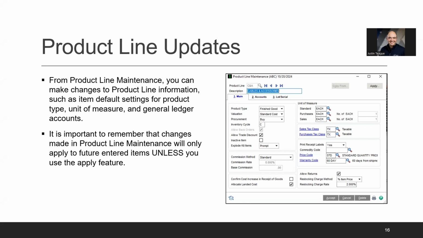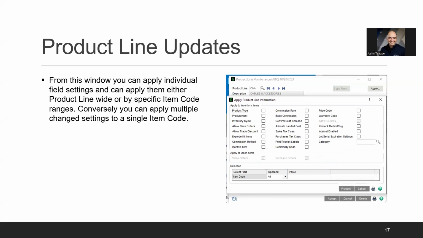Now, if you make changes in product line maintenance, those changes will not automatically be applied to your items. They'll only be applied to items that are created going forward unless you use the apply button pictured in the upper right of the image on this slide. From that window, you can apply individual field settings and can apply them either product line wide, to specific item code ranges, or to a single item code. You can also apply multiple changes at once to one item code or to many item codes, whatever arrangement you need to accomplish what you're trying to.